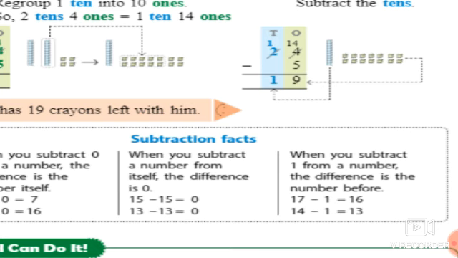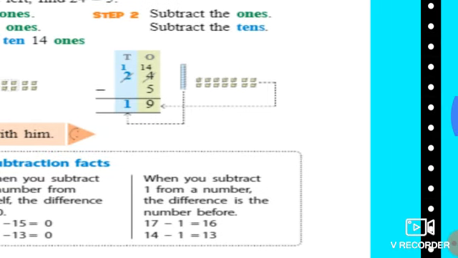When the same number is subtracted from that number, the answer will be 0. For example, 13 minus 13, the answer is 0. 1 minus 1, the answer is 0. 9 minus 9, the answer is 0. Yes, students, it means the difference will be 0. Come to the third subtraction fact, students.